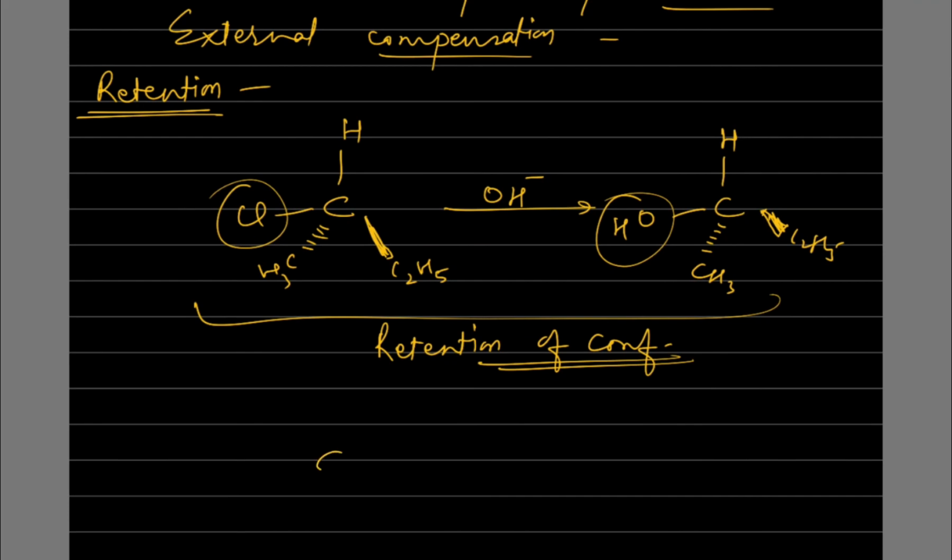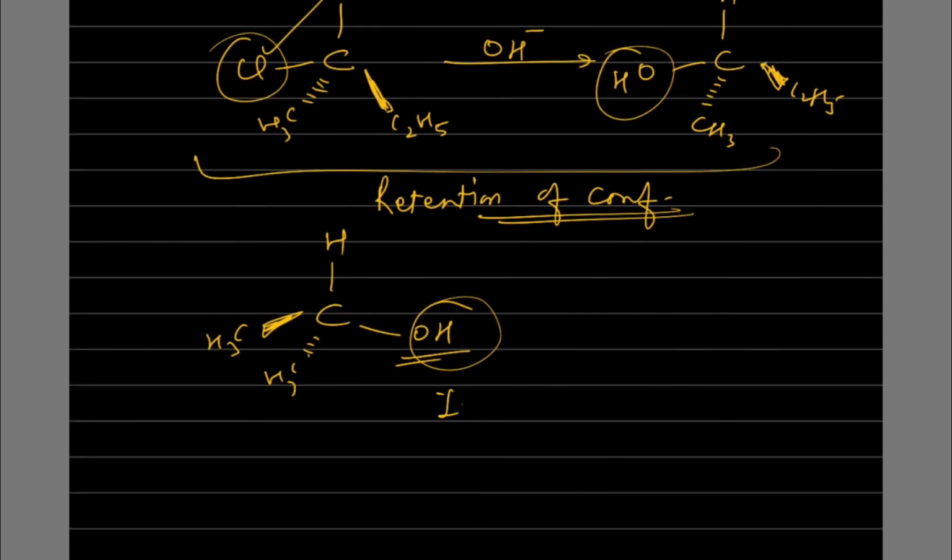But if the compound is like this, say we have H here, now here you can see that the OH is in the opposite direction to where Cl was present. So this type of compound, where the position of any group or atom is reversed, is called inversion of configuration. Retention of configuration and inversion of configuration. That's all about the terms related to optical isomers. Thank you.